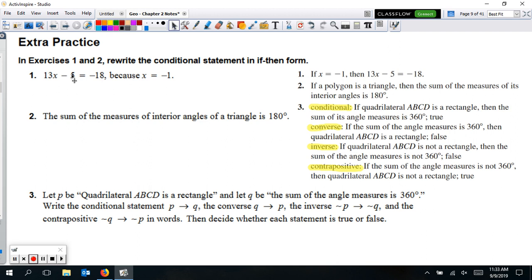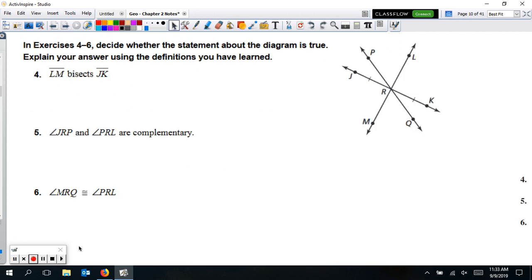All right, let's go on to 4 through 6. Go ahead and do those ones. So we're looking here at 4 through 6. It says decide whether the statement about the diagram is true. So there's your diagram. Explain your answer using definitions you've learned. So do 4 through 6, and then we'll talk about those.